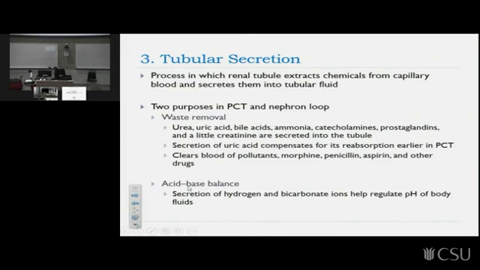And then the other purpose is the acid-base balance, which is the secretion of hydrogen and bicarbonate ions to help regulate the pH of body fluids. So maintaining a normal pH balance, not too acidic and not too basic, and that will help with the excretion of other solutes through the urine.